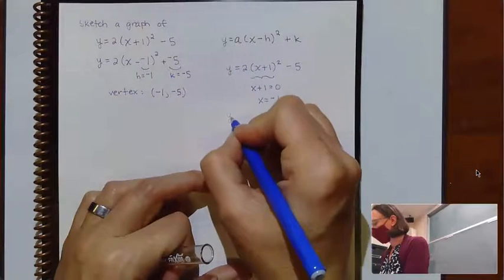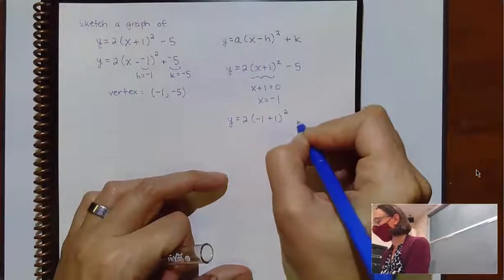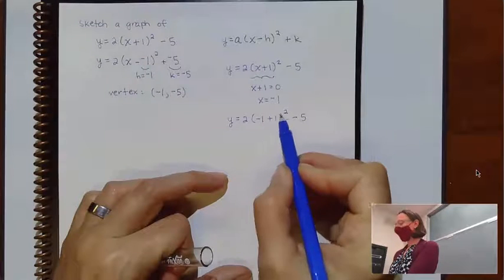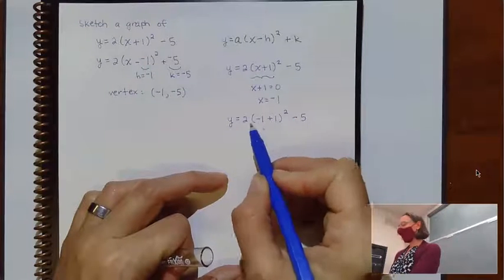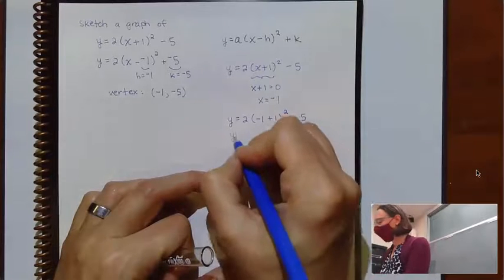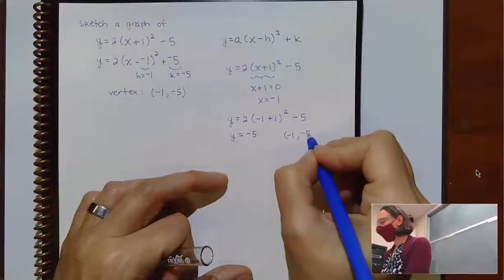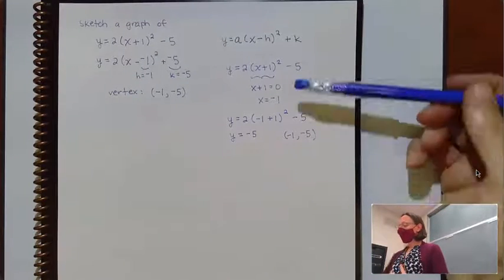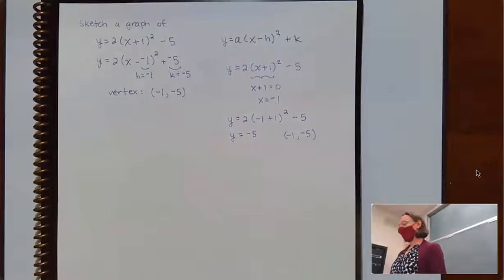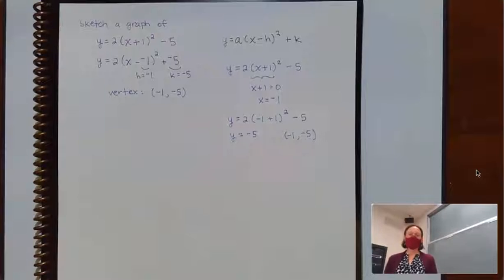So if I plug that back in, I've got y is equal to 2 times -1 plus 1 squared minus 5. Well, -1 plus 1 is 0. 0 squared is still 0. 2 times 0 is still 0. So I have 0 minus 5. And I get that the y value of the vertex is -5. Personally, I happen to think this is a little bit easier, but it's good to be able to recognize when something is in that vertex form and be able to manipulate it a little bit.